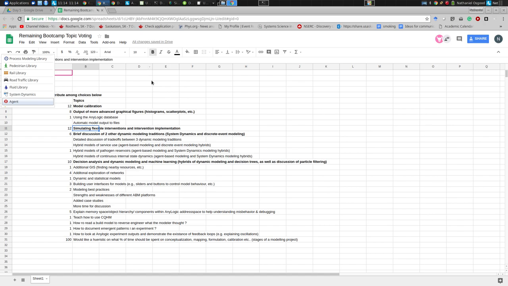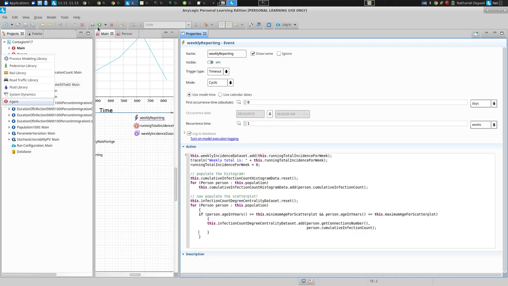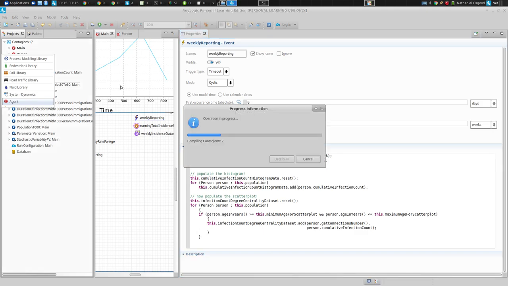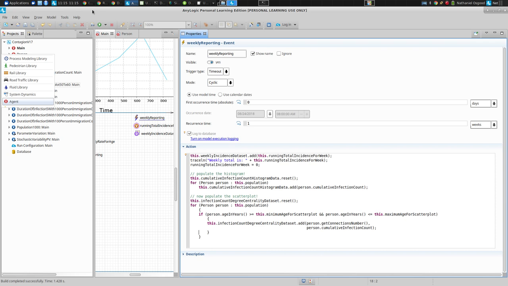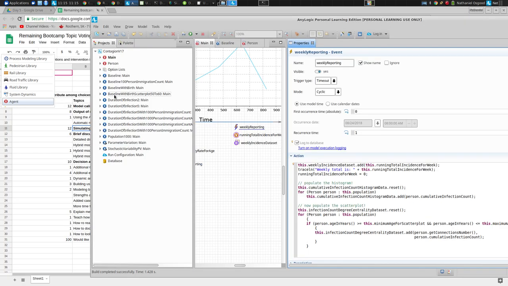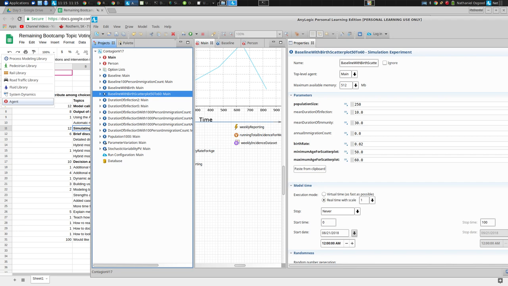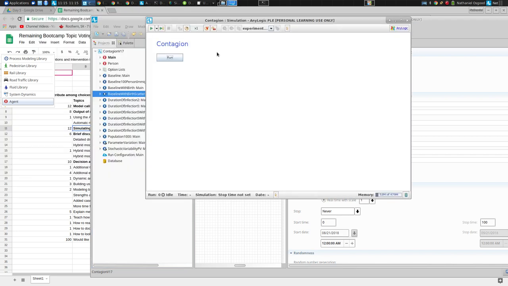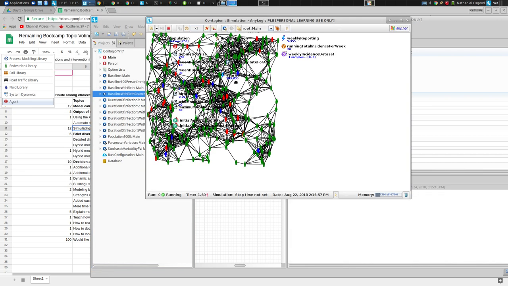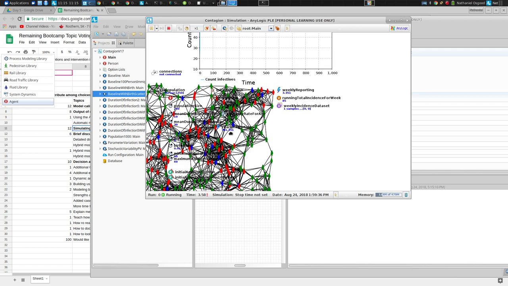So I'd like you to try building it. And I'd like you to try running it. So now we're going to have a scatter plot. Is the scatter plot going to show everyone in the population?